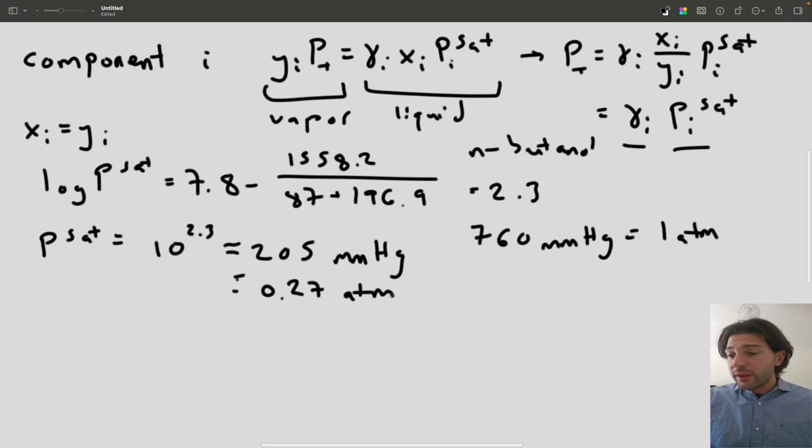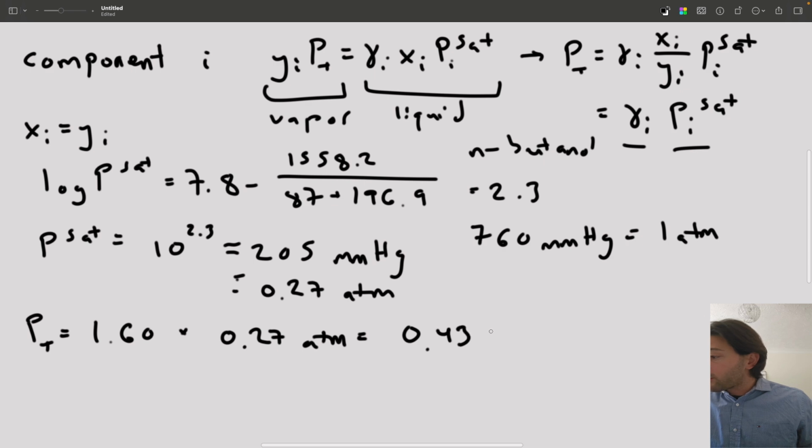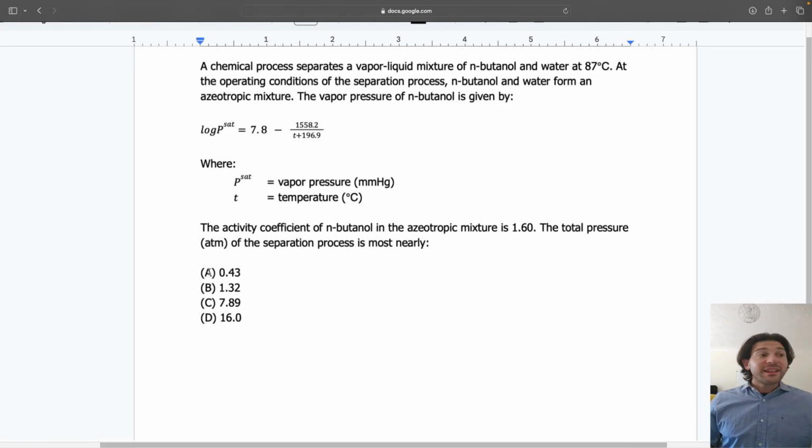Now we have all the information we need. So let's solve for the total pressure. We have the activity coefficient value. We multiply by the vapor pressure. This gives us a total pressure of 0.43 atmospheres. Great. Going back to our problem, we see that this is A, which is the correct answer.